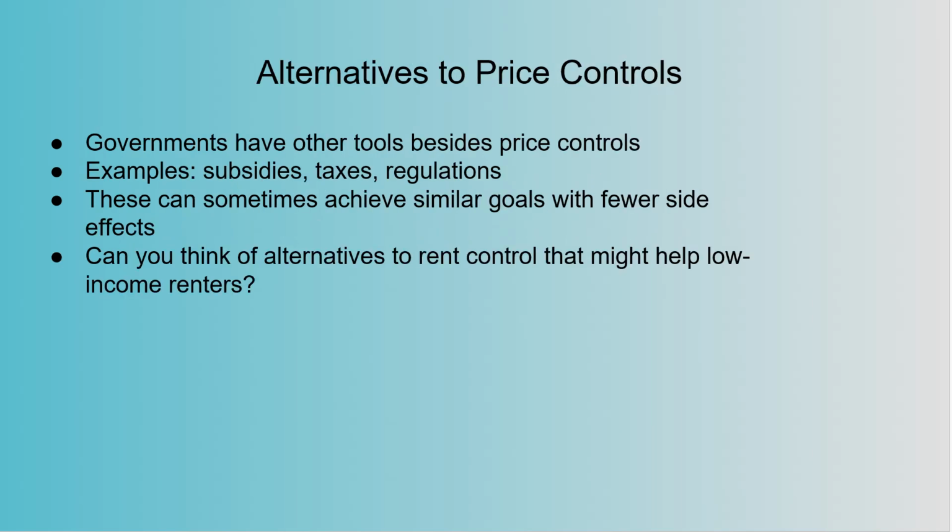There are also alternatives to price controls. Governments can use subsidies, taxes, and regulations to both encourage and discourage producers and consumers from certain behaviors. There are many alternatives to things like rent control. For example, our government offers subsidies for first-time homeowners.